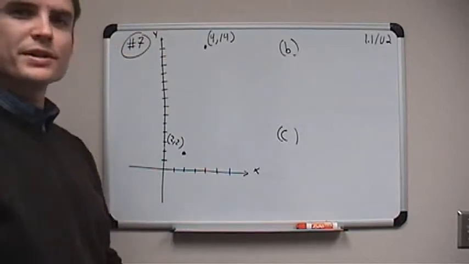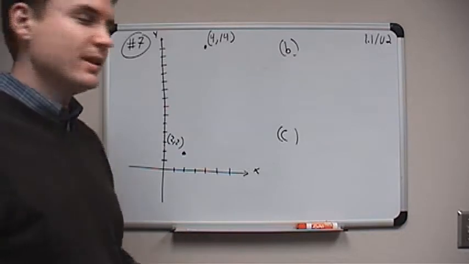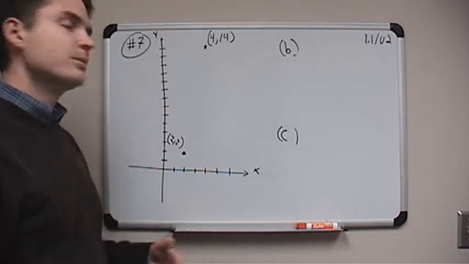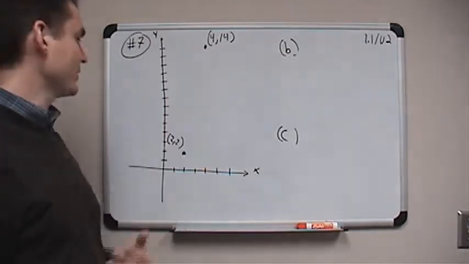Okay, this is exercise number 7 from the book. A couple of formulas involving points in the plane. So part A was to plot these 2 points, (2, 2) and (4, 14). So I did that already.